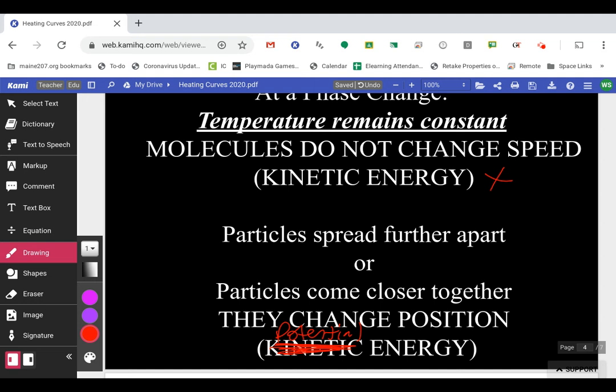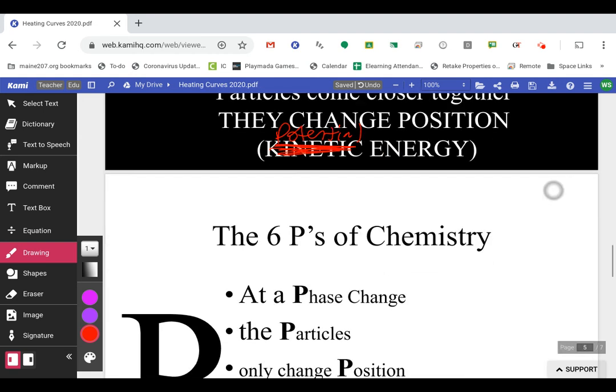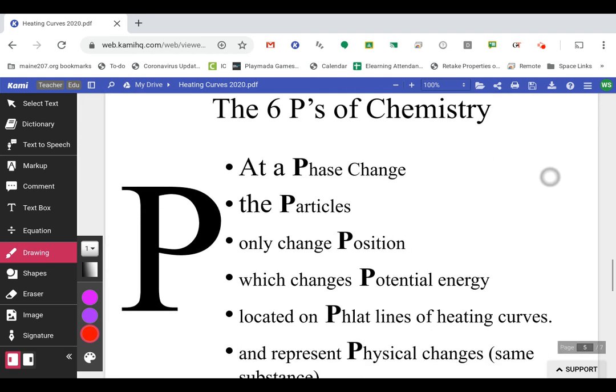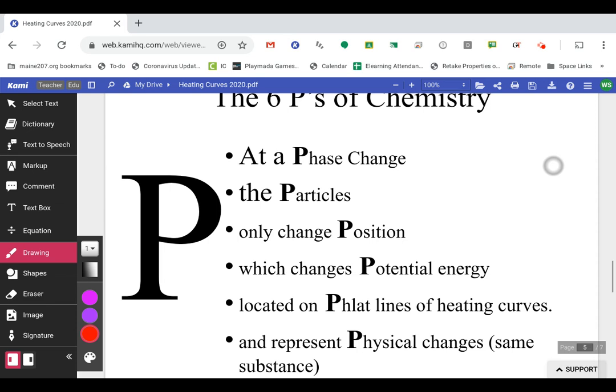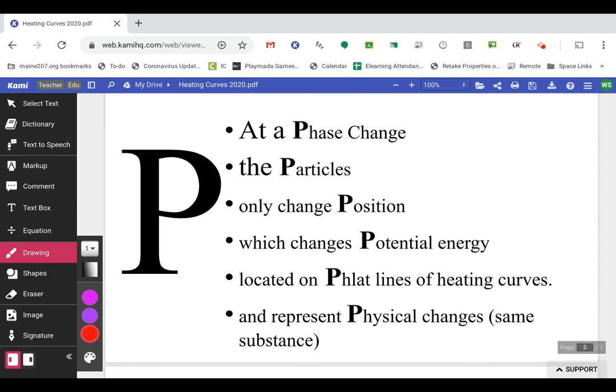So at phase changes, particles are spreading out or coming together, they're changing their position only. You can only change kinetic energy when you have one phase, one state of matter. Whenever you have a constant temperature, that's a phase change. The way we remember that, the 6 P's of chemistry: at a phase change, particles change position, which changes potential energy.